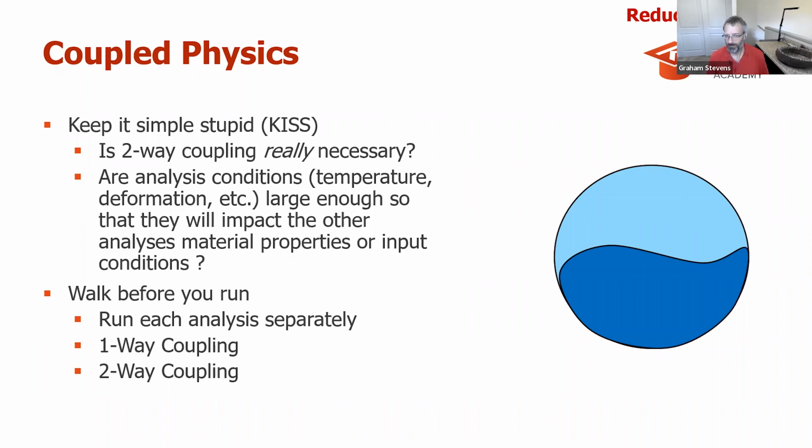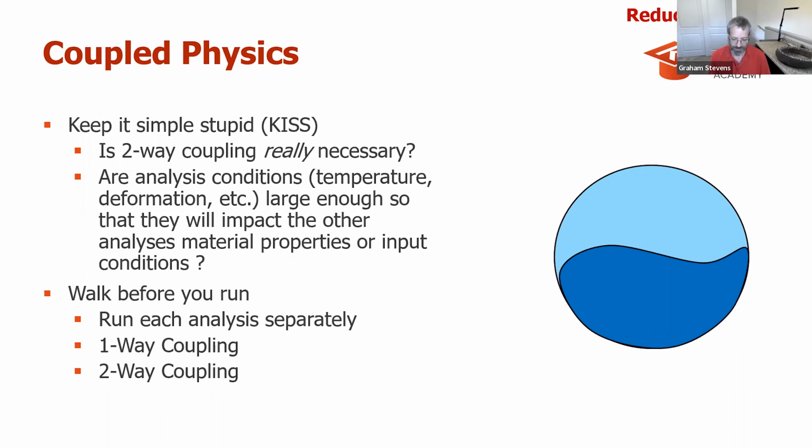So is two-way coupling really necessary? Because of course it is more complex and it takes longer to do these analyses. Are the analysis conditions, whether that's temperature, deformation, et cetera, large enough that they will impact the other analysis material properties or input conditions? So is there a feedback loop around that? So if I have a really large temperature regime, I might increase or decrease the conductivity of copper, which then increases or decreases the amount of joule heating that copper experiences, which then impacts temperature. So you have a feedback loop there.